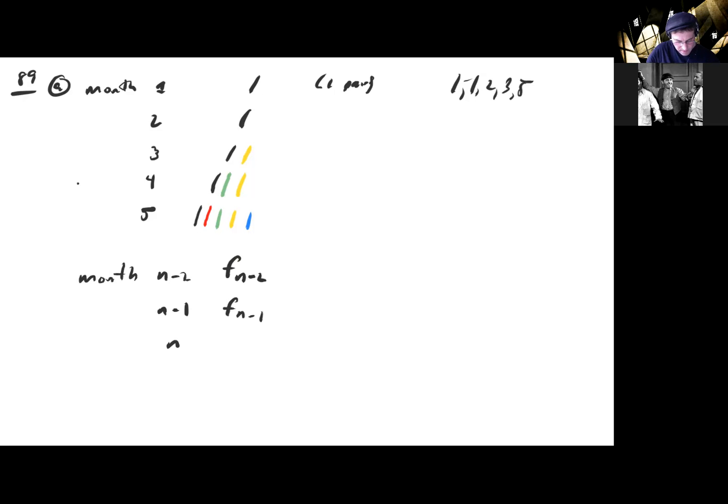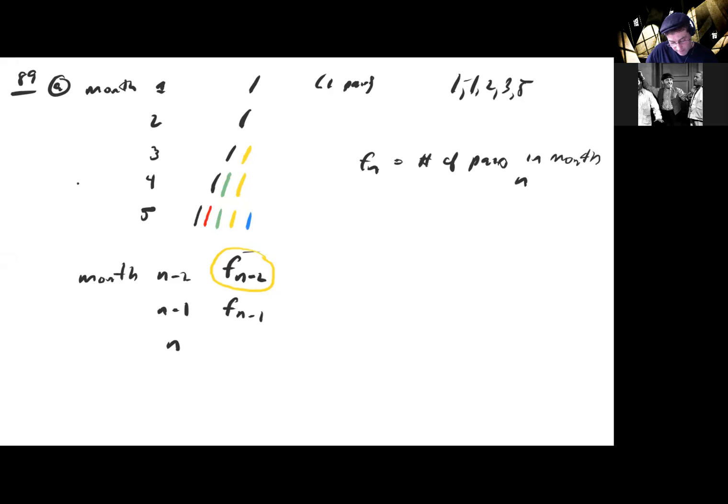in month n? Well, the rabbits that exist in month n minus 2 are all able to reproduce. The ones in n minus 1 are the new rabbits. Hold on, what I should be saying is f sub n equals the number of pairs that exist in month n. So in month n minus 2 we have f sub n minus 2 pairs, and in month n minus 1 say we have f sub n minus 1 pairs. How many do we have in month n?